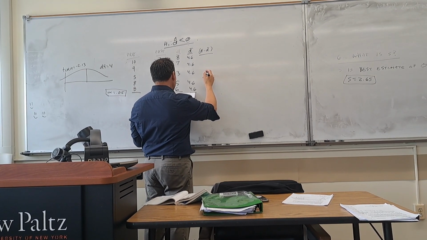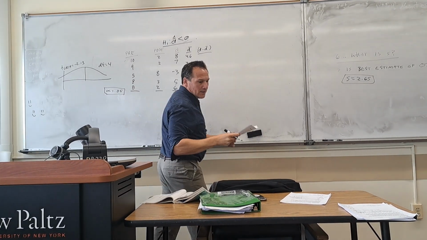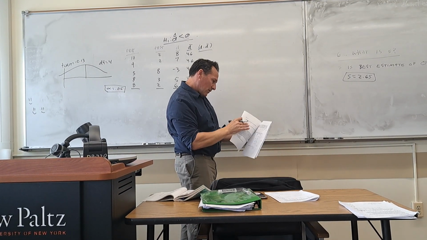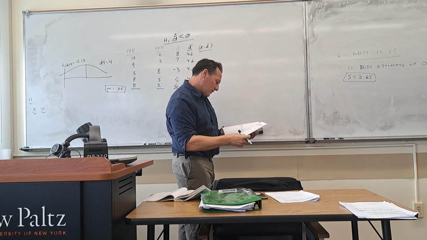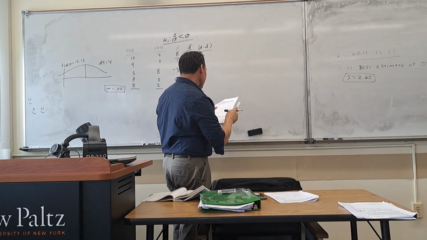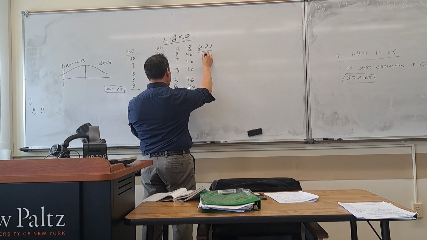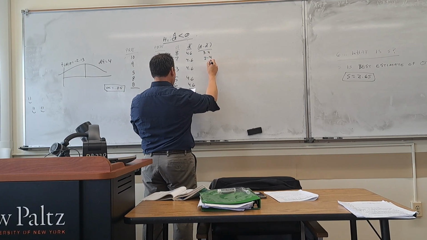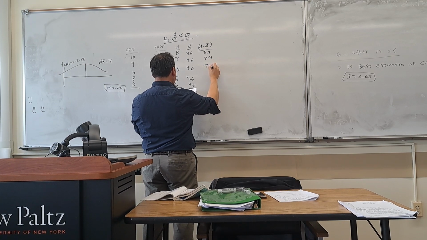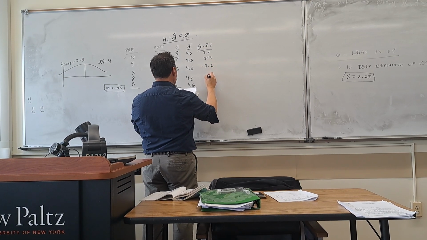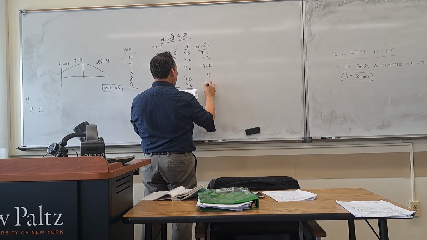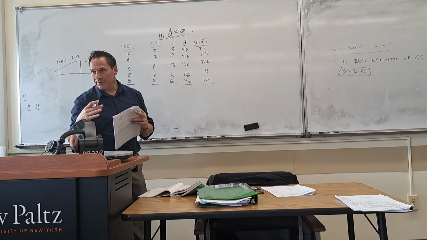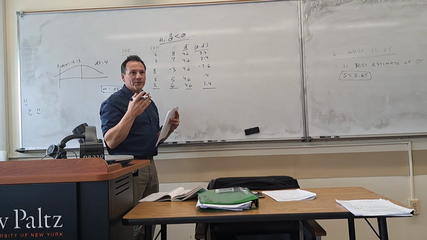D minus d bar is, so I'm going to refer to Madeline's words, which is more better presented, I think. Okay, so here we got 3.4, 2.4, negative 7.6, 0.4, and 1.4. That simply is each difference, subtracting out the average of the differences.